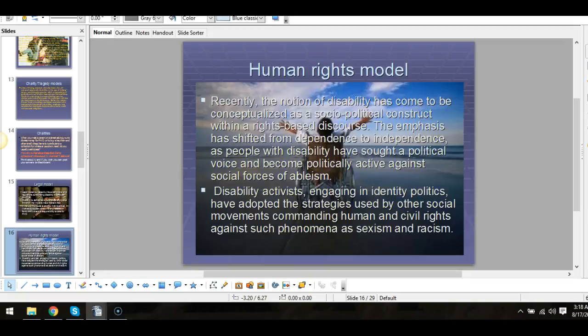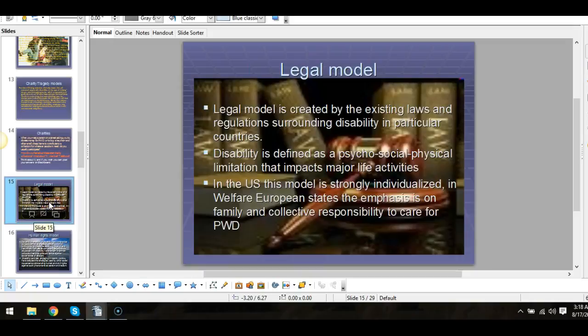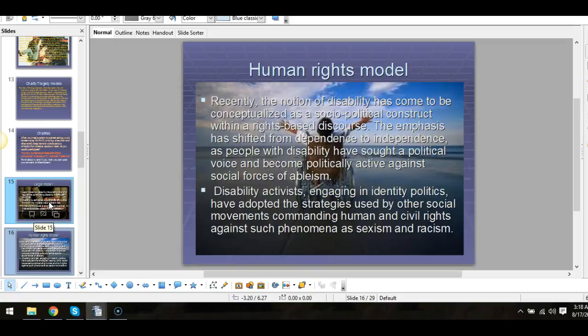The next model is, I think I skipped the legal model. There we go. Next model is the legal model. The legal model is created by the existing laws and regulations surrounding disability in particular countries. Disability is defined as a psycho-social, physical limitation that impacts major life activities. In the US, this model is strongly individualized. In welfare European states, the emphasis is on family and collective responsibility to care for people with disability.